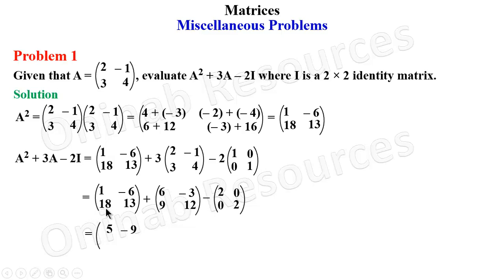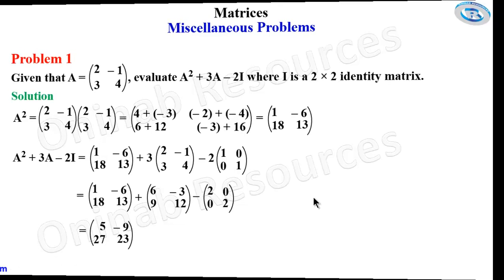Then the first entry in the second row, we have 18 plus 9 minus 0 will still give us 27. Then 13 plus 12 gives 25. Then minus 2 gives 23. So this is the end of solution to problem 1.